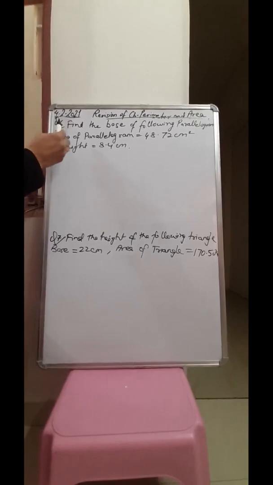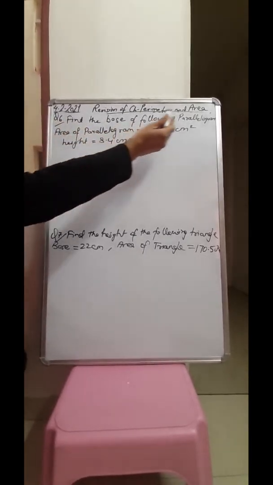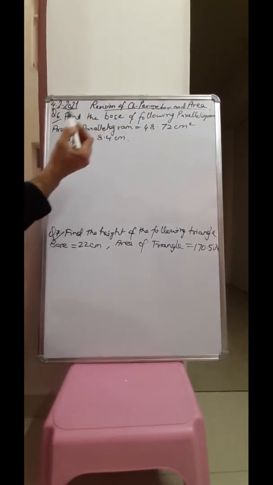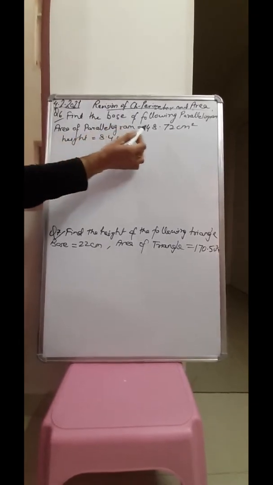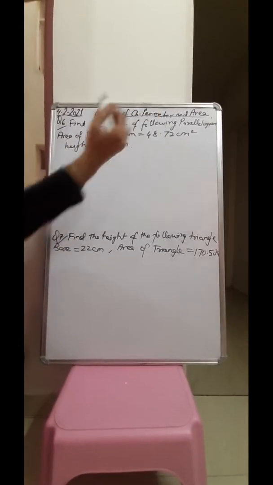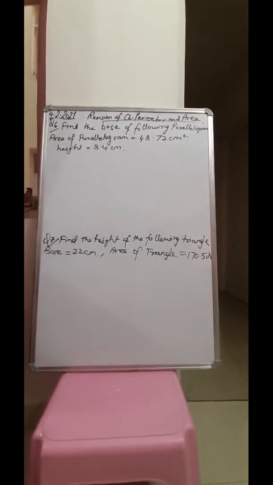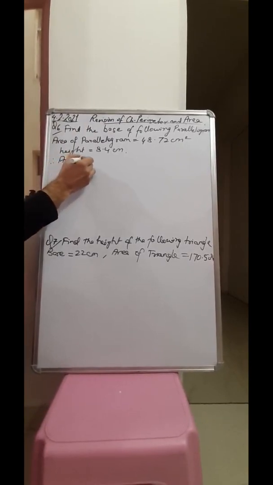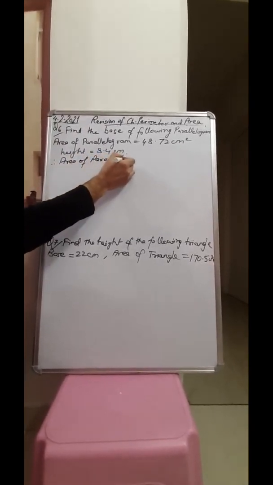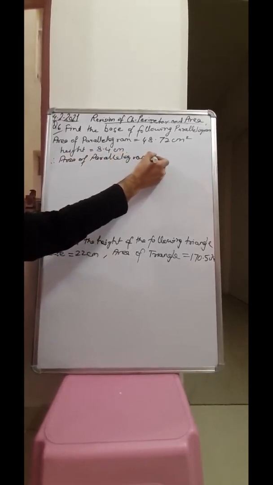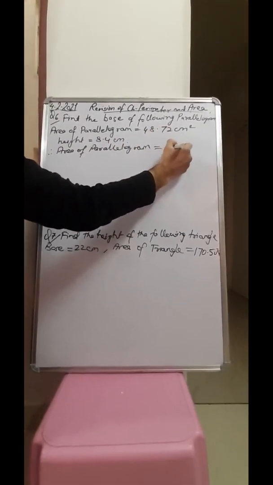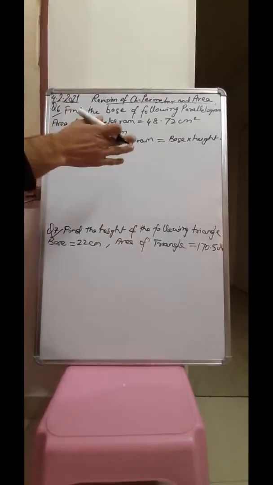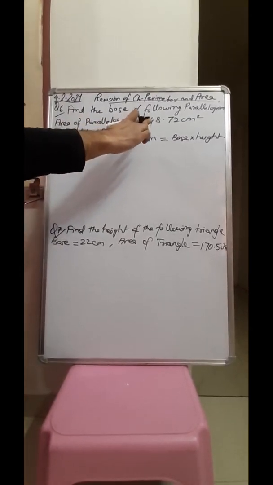Now students, question number 6 is: find the base of the following parallelogram. So here we have been asked to find out the base of a parallelogram. We have been given the area of the parallelogram as 48.72 centimeter square, and we have been given height equal to 8.4 centimeter. So we have to use the formula of area of parallelogram, and the area of parallelogram formula is base multiplied by height.